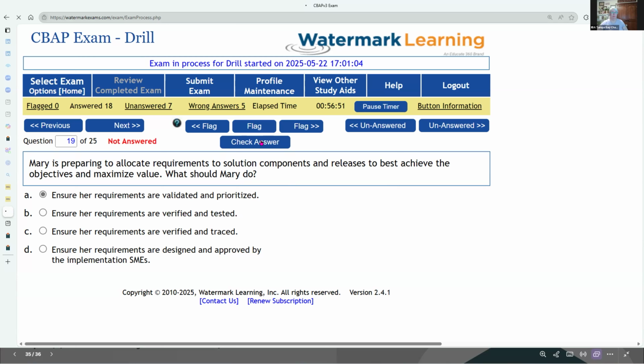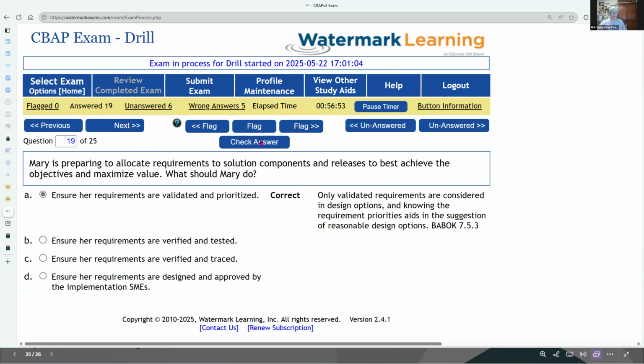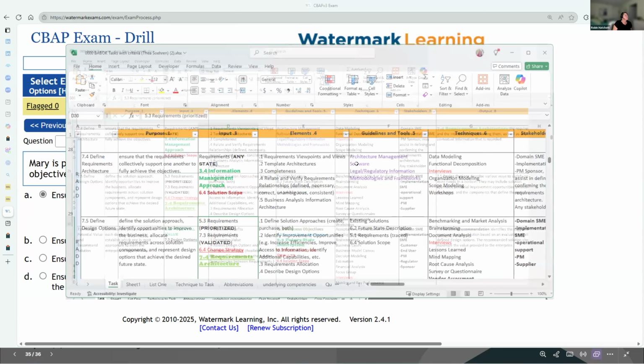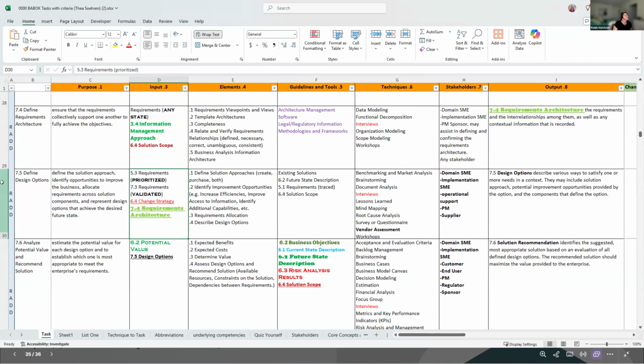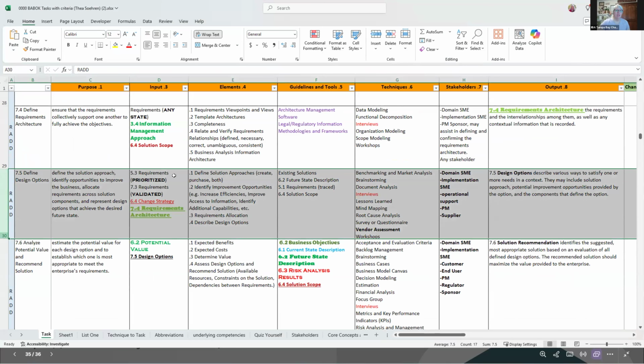Okay, let's test A. Only validated requirements are considered in design options, and knowing the requirements priorities aids the suggestion of reasonable design options. So let's look at the input into this task. I'm showing it to you again. Pay attention. So in define design options, the inputs are requirements that are prioritized and validated, as well as your change strategy, as well as your requirements architecture. So you need those things to do your allocation. Make sense?